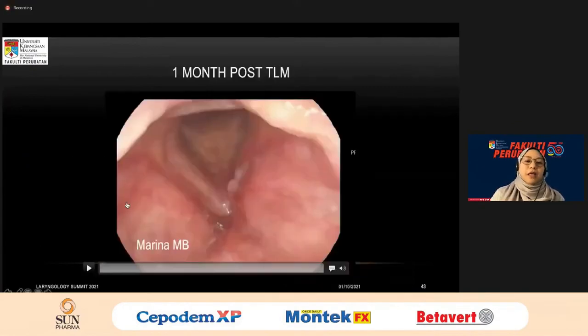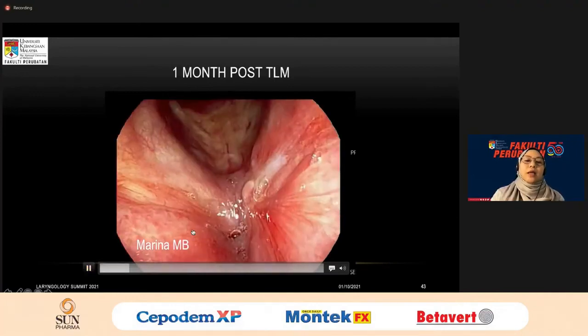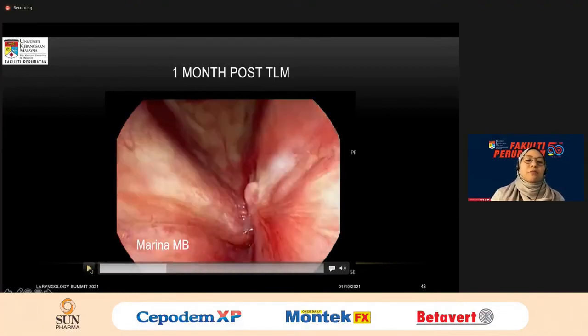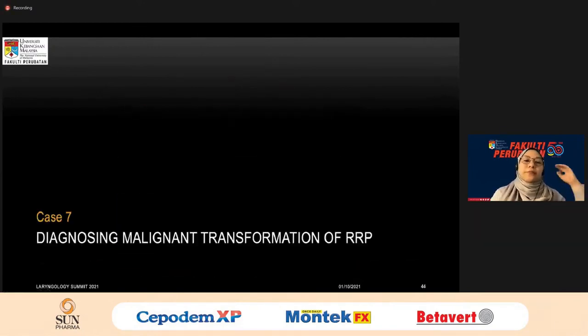I just have the endoscopic view. Okay. So this is 1 month post-op. There is some granuloma at the anterior commissure, and we didn't biopsy this because we suspect this is granuloma based on the examination.